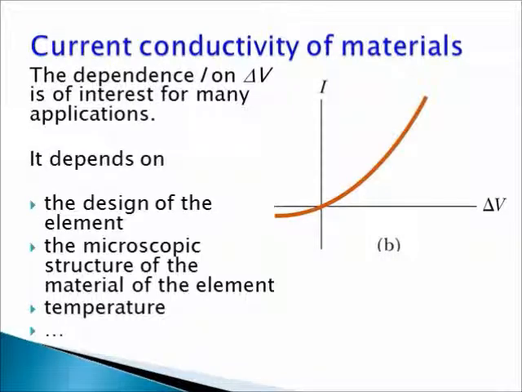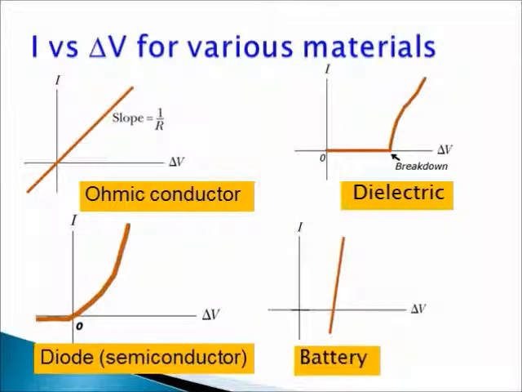This dependence of I on delta V is of interest for many applications. It depends on both the design of the element, such as the shape of the element, as well as the properties of the material and physical parameters of the environment, such as temperature. Although the measurement of I versus delta V is very basic, it can tell a lot about properties of the electric element. Depending on the type of the element and its material, the I versus delta V can take many forms.